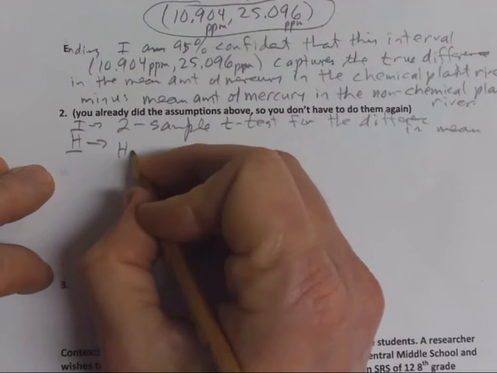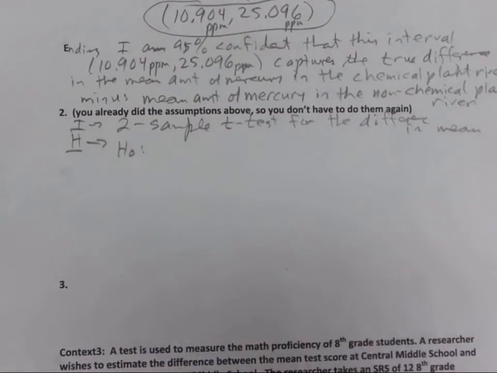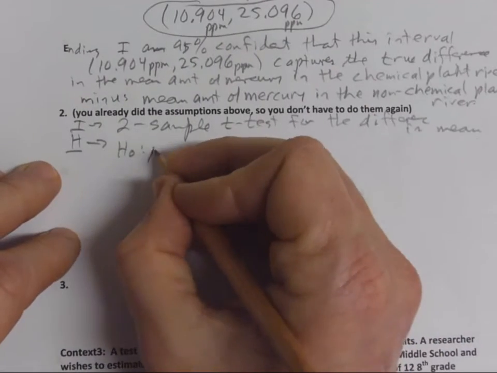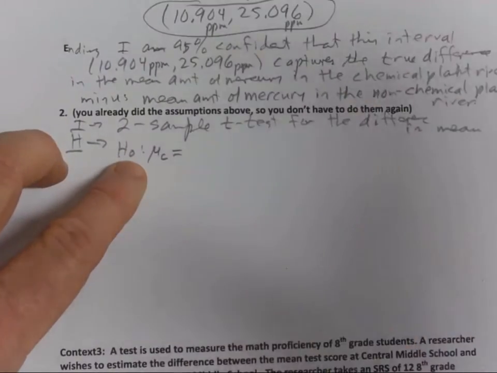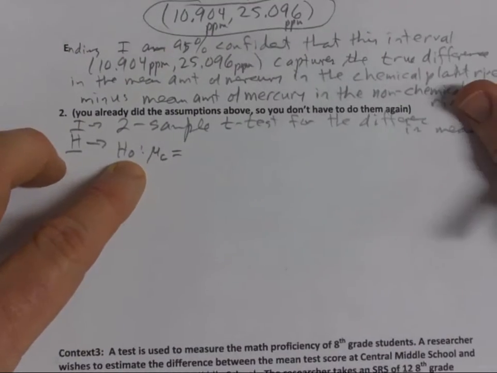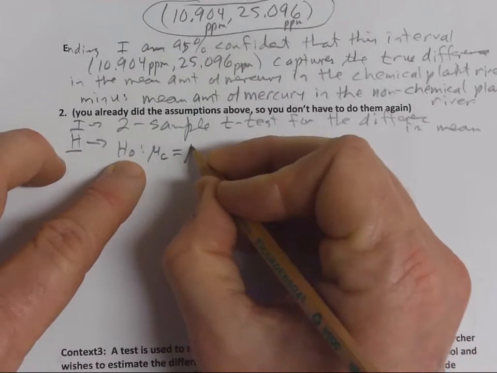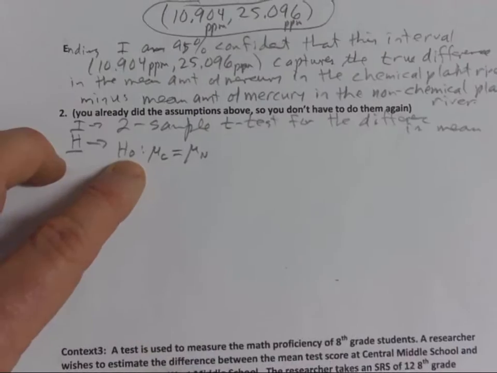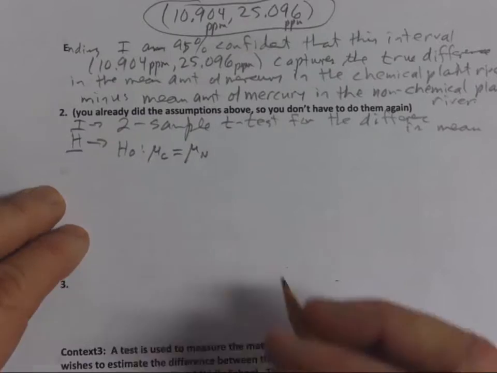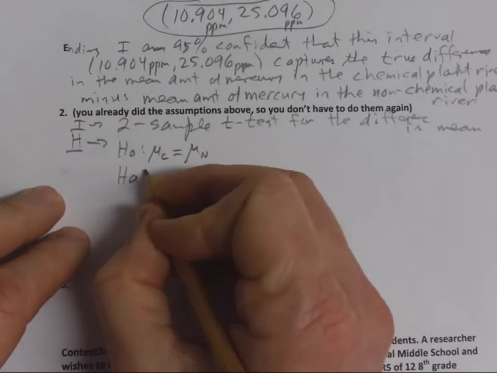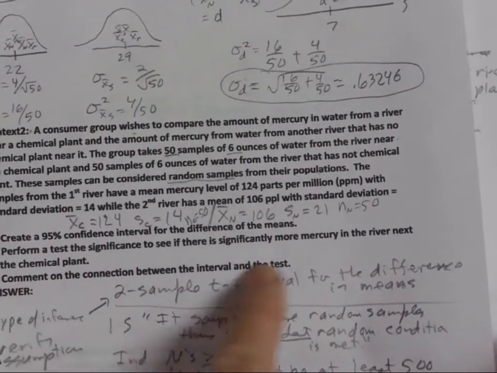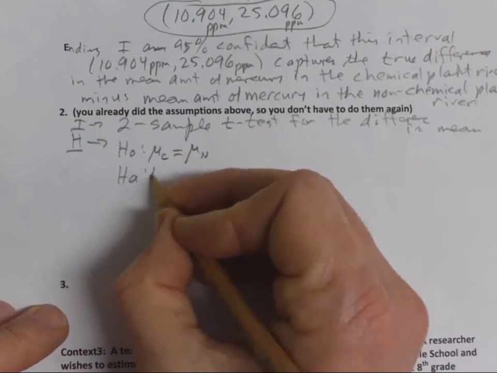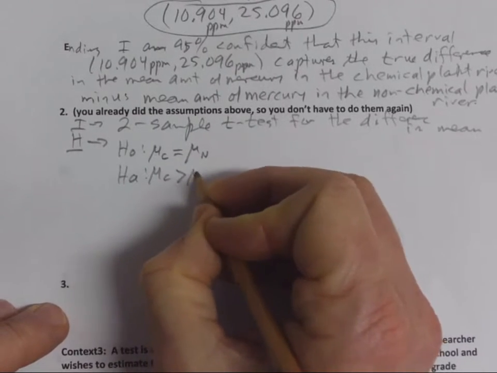Our null hypothesis is just going to be that the two means are the same. The mean amount of mercury from the river with the chemical plant is equal to the mean of the river that does not have a chemical plant. The alternative: which did it say? Significantly more in the river next to the chemical plant. Well, that would mean that mu sub c is greater than mu sub n.